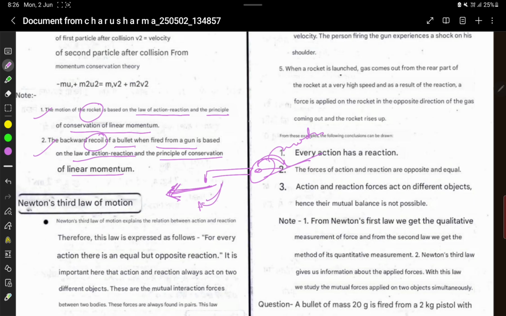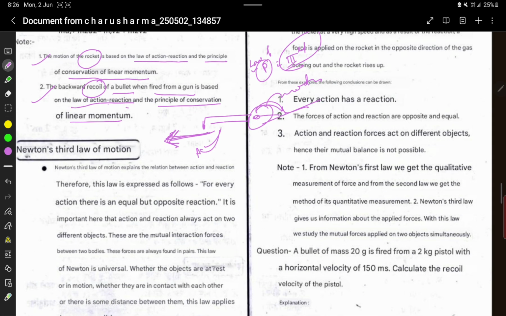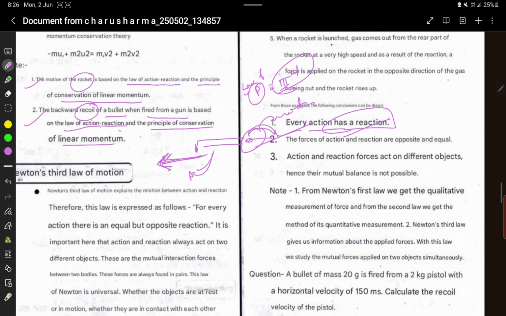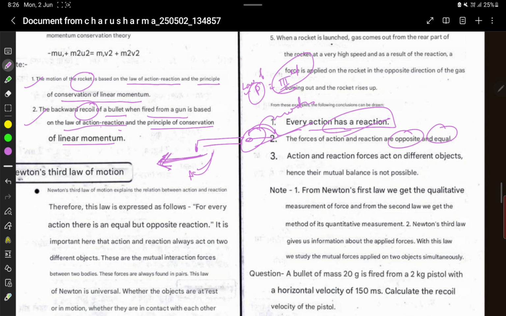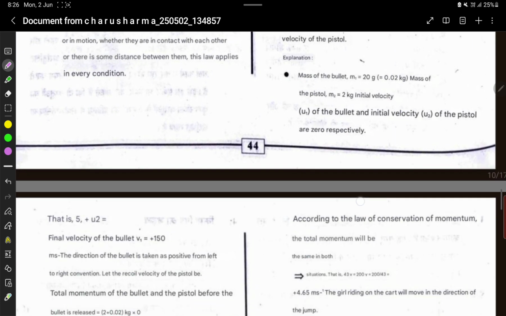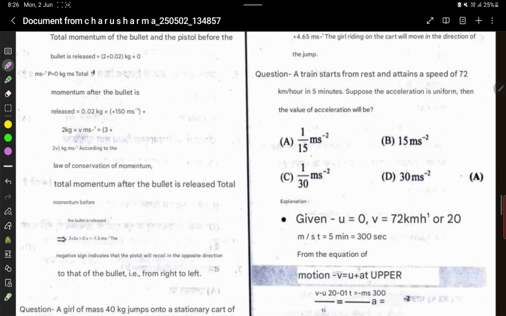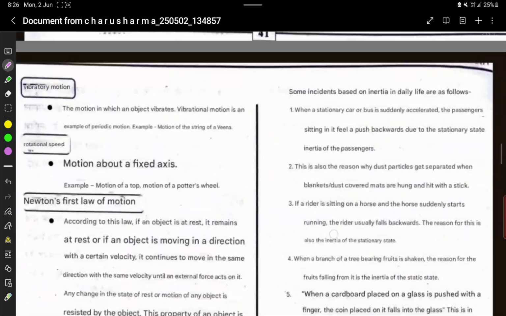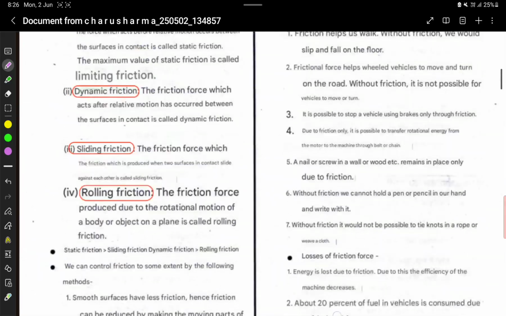So in short, we can say that whenever the law of conservation of momentum is happening, it means the third law is also happening there, that is action and reaction. Clear? That much is clear. Every action has a reaction, we have already done it, it is opposite and equal. Got it? Let's see if we got any example of it. No, we don't have an example of it. So that's pretty much about your three laws.